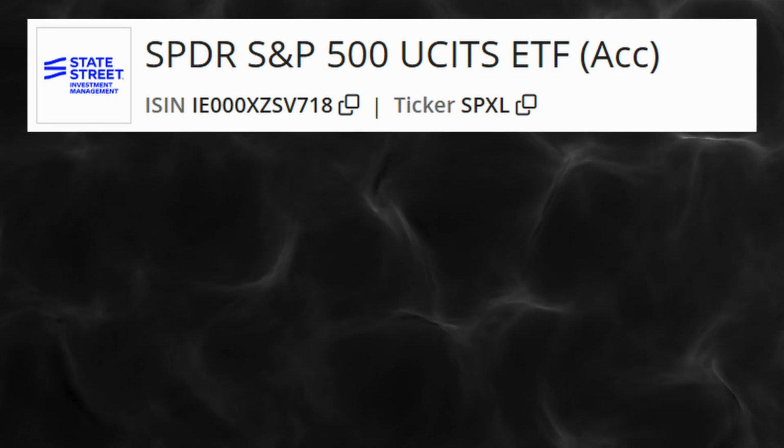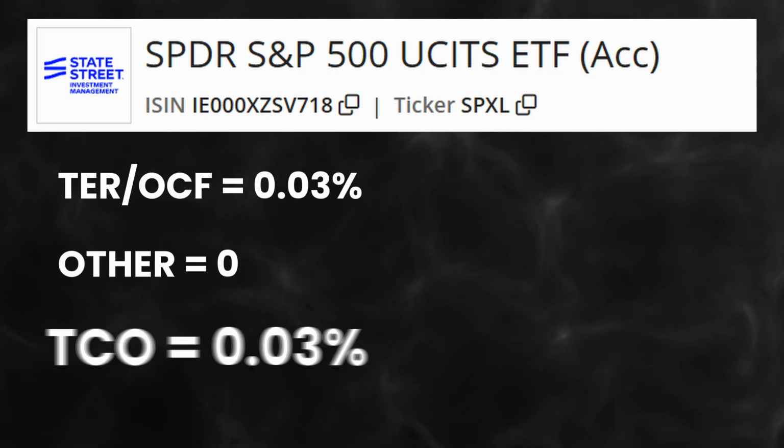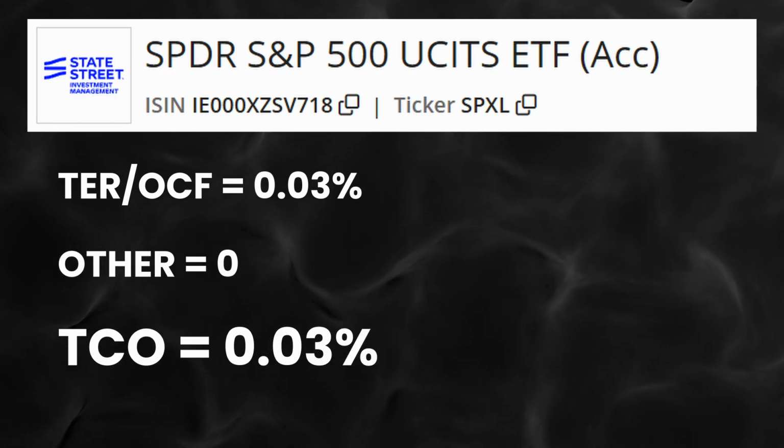Moving on to the lowest cost funds that track the S&P 500 of the 500 largest US registered companies, the lowest cost ETF is the SPDR S&P 500 ETF Accumulation with the ticker of SPXL, with a total cost of ownership of 0.03%.